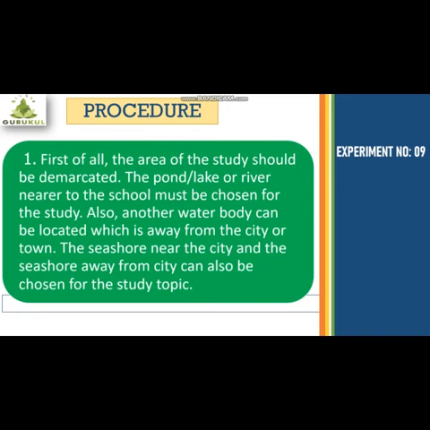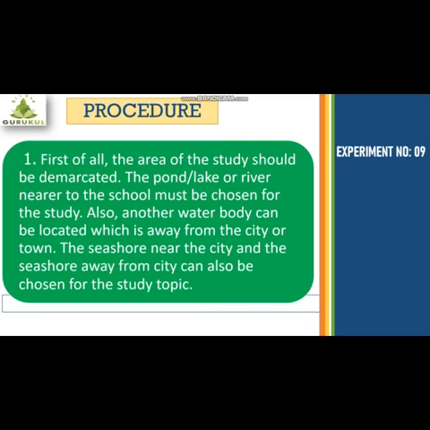First of all, the area of the study should be demarcated. Demarcated means it should be separated. Distinctly we have to separate that area of study. The pond, lake or river nearer to the school must be chosen for the study. Also, another water body can be located which is away from the city or town. So one river, pond or lake which is nearer to the school, and another water body, again a pond, lake or river, which is away from the city or town. That is the first thing we can do.